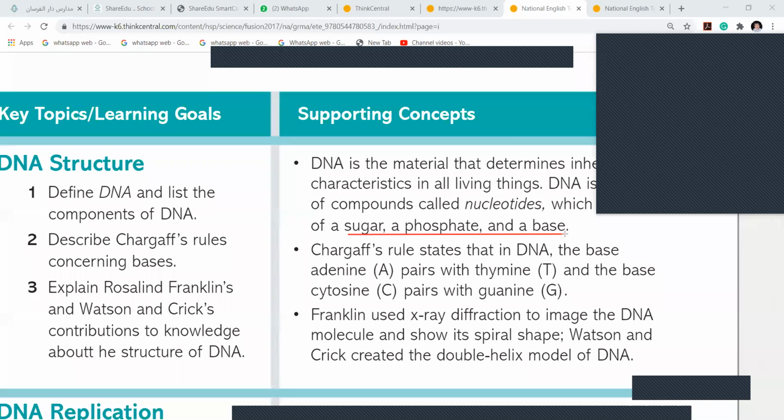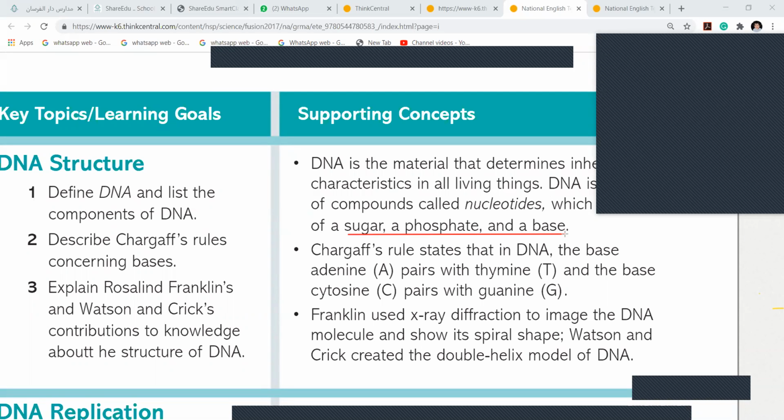Chargaff's rule states that in DNA, the base adenine pairs with thymine, and the base cytosine pairs with guanine. Again, girls, they are pairs in the DNA. The base adenine pairs with thymine, and the base cytosine pairs with guanine. Remember this, girls. This is Chargaff's rule.